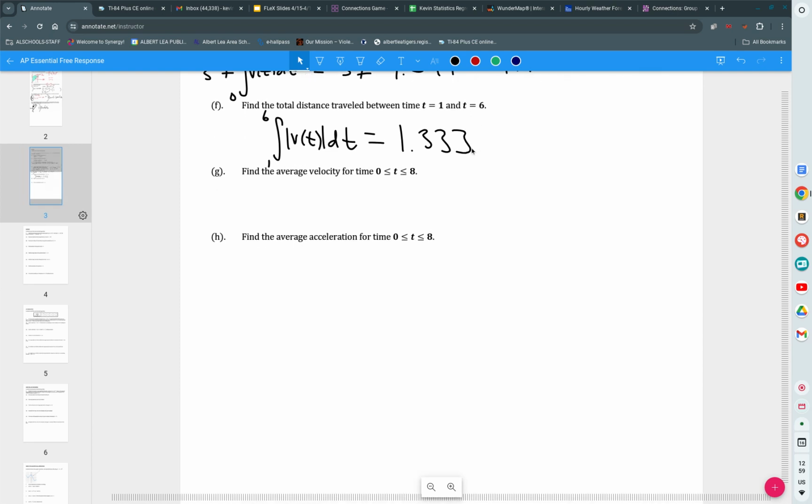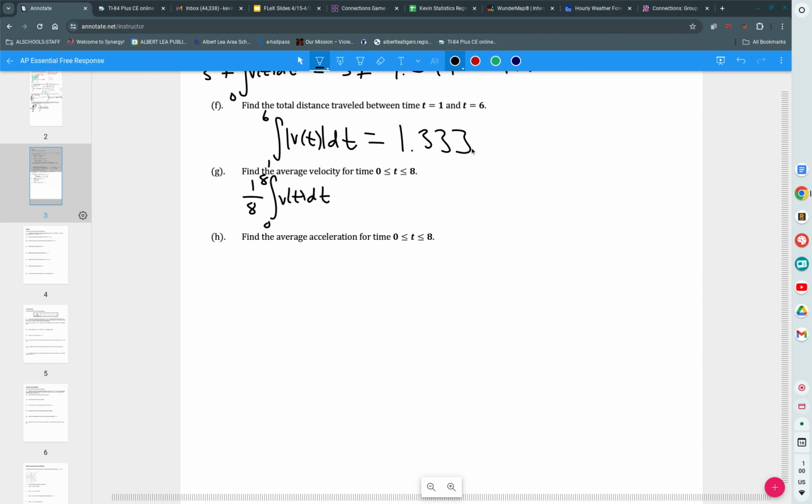Okay, what I'm looking for in this situation with average velocity, we are given the velocity function, so I should see a 1 over 8 times the integral from 0 to 8 of v of t dt. That is the average value of the function. That's our formula for average value of the function. Why is it 1 over 8?